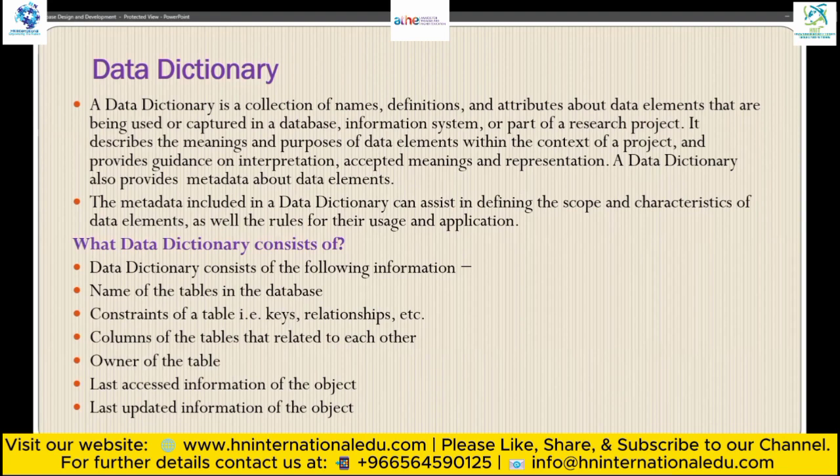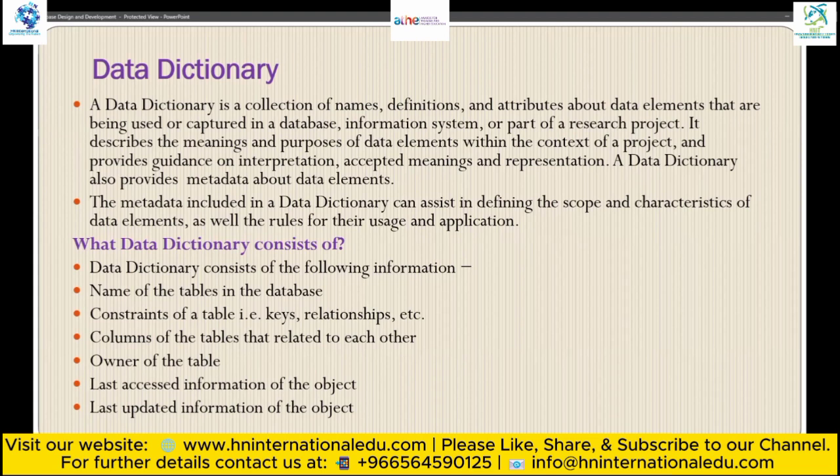Data dictionary. The data dictionary is a collection of names, definitions, and attributes about data elements that are being used or captured in a database, information system, or part of a research project. It describes the meaning and purpose of data elements within the context of a project and provides guidance on interpretation, accepted meaning, and representation. A data dictionary also provides metadata about data elements. The metadata included in the data dictionary can assist in defining the scope and characteristics of data elements as well as the rules of their usage and application.